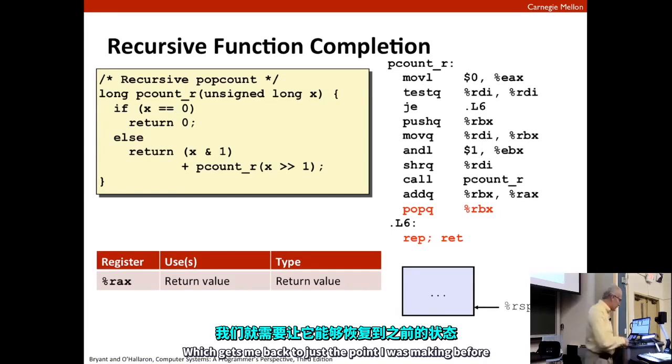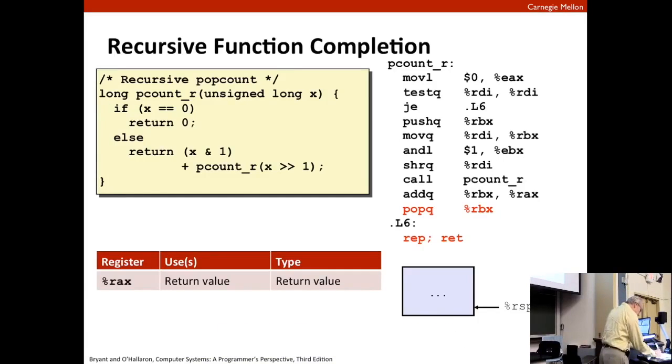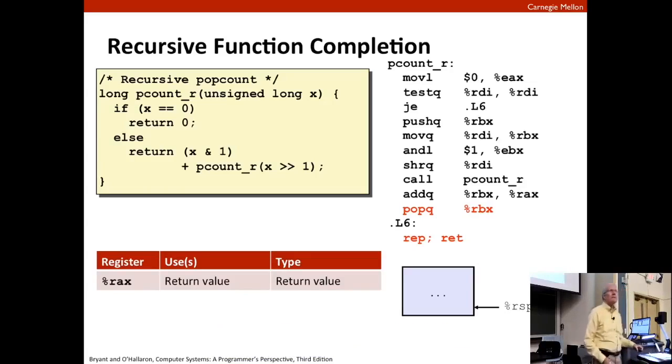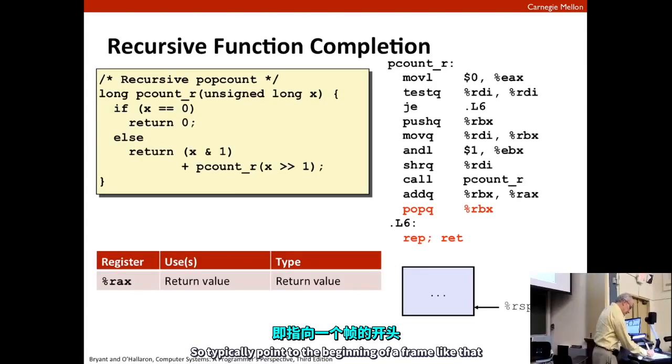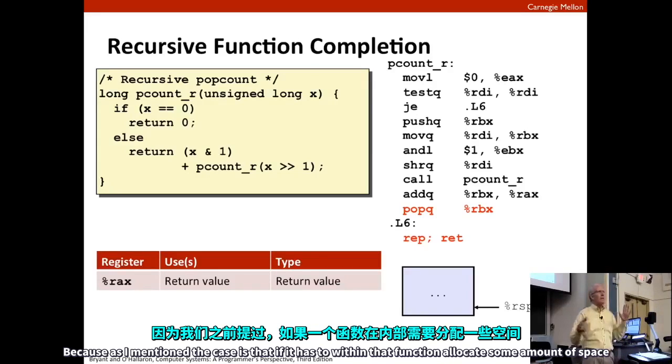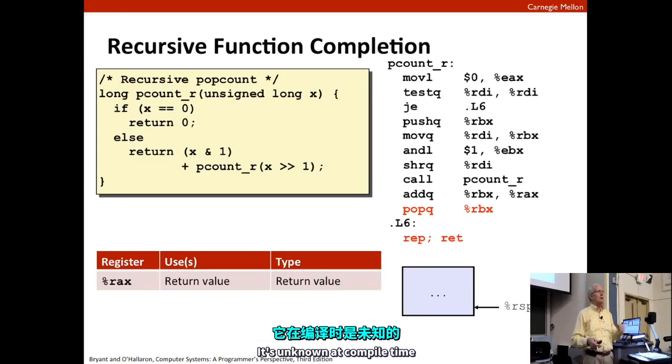Which gets me back to just the point I was making before. If you're using register RBP for a frame pointer, so it typically points to the beginning of a frame, like that. So imagine you have a function that needs a base pointer, because as I mentioned, the cases are, if it has to, within that function, allocate some amount of space that's unknown at compile time.